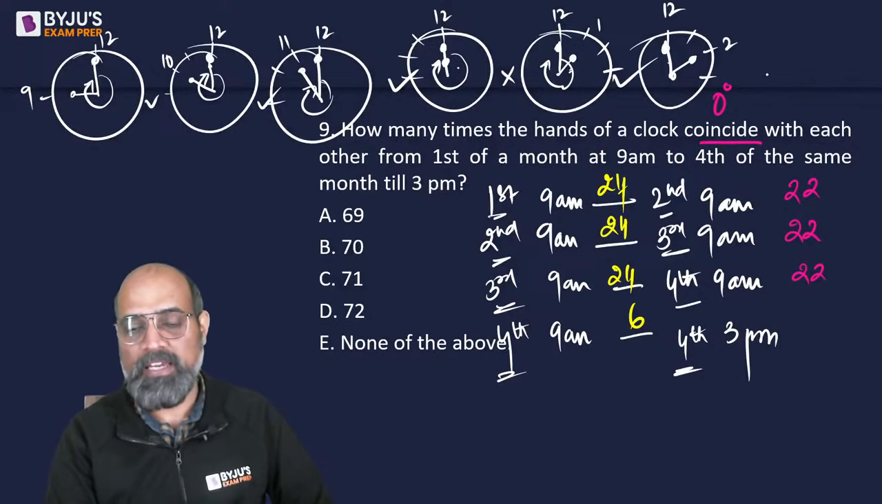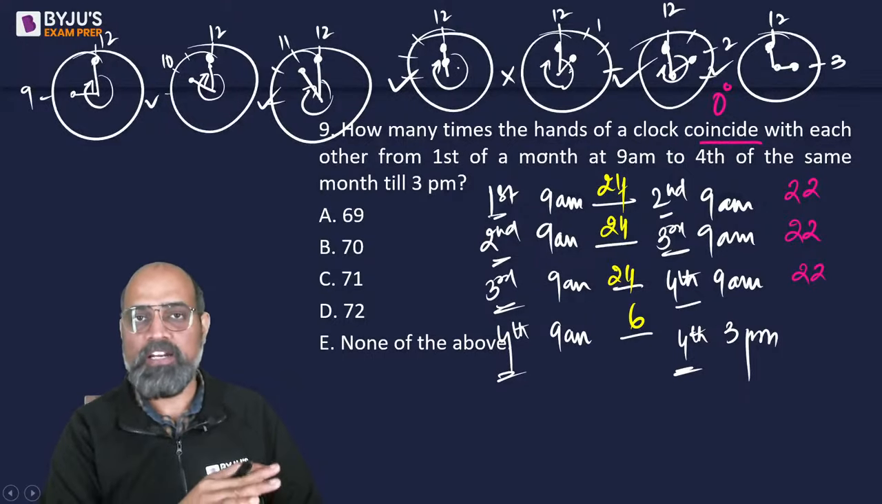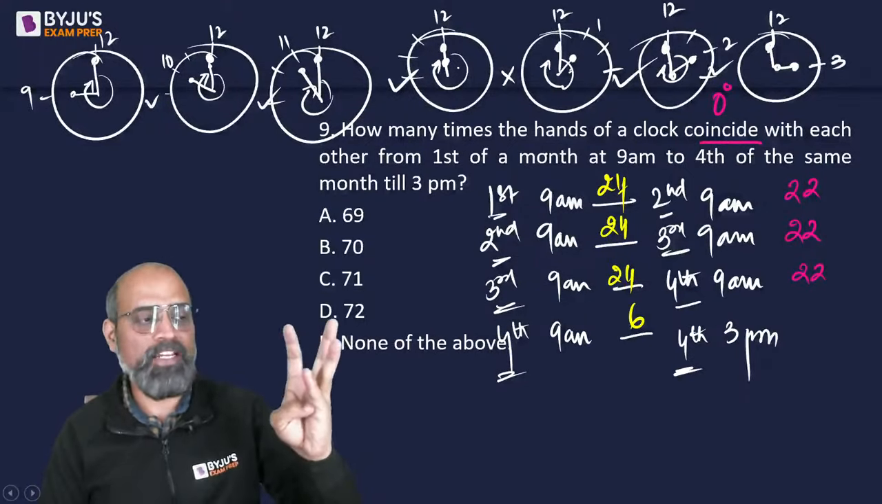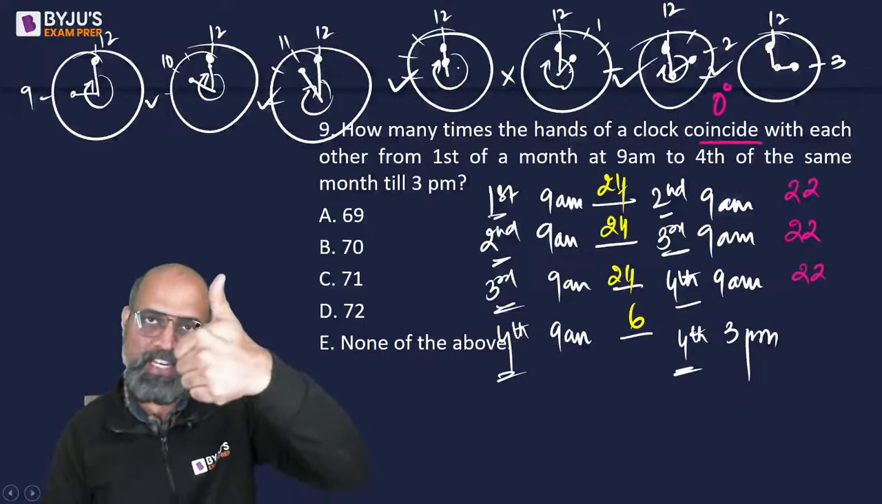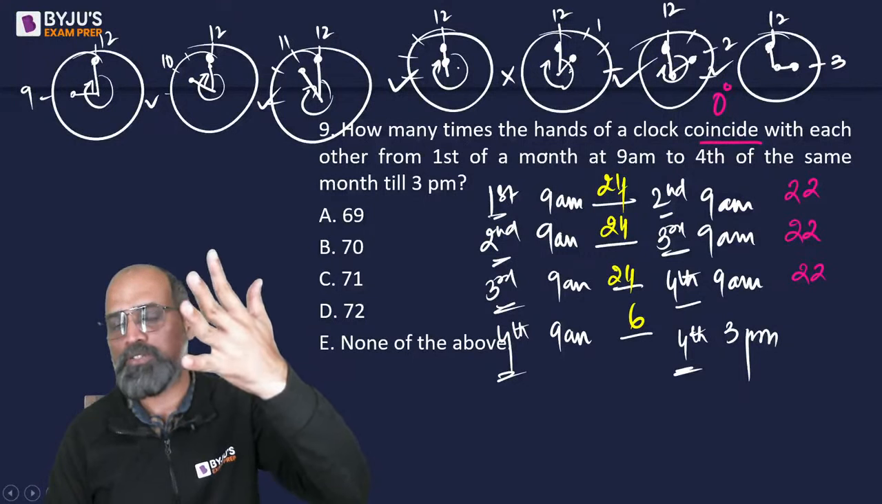Okay, so here also they will meet, and between 2 and 3, of course, they are again going to meet. Without meeting, they can't do that. So there are a total of 6 hours: from 9 to 10, 10 to 11, 11 to 12, 12 to 1, 1 to 2, and 2 to 3.